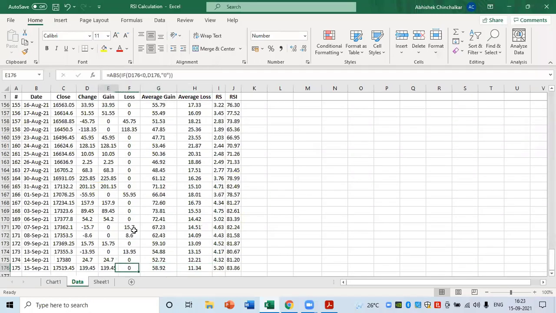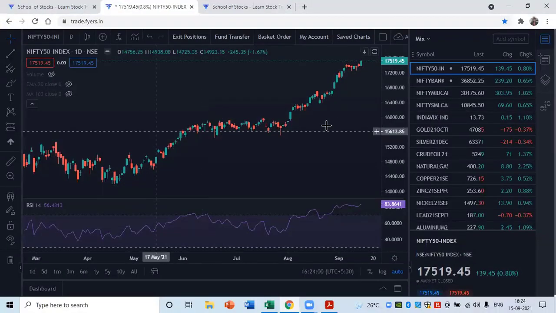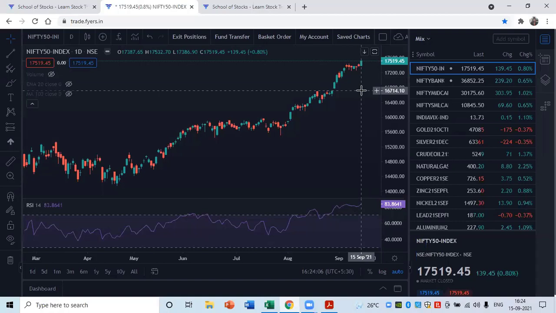Now, if you go to the bottom, you'll see that the current RSI reading is 83.86. Let's just cross verify on FYERS web. You can see the RSI value comes over here. The current day RSI is 83.8641, so that's pretty much bang on.